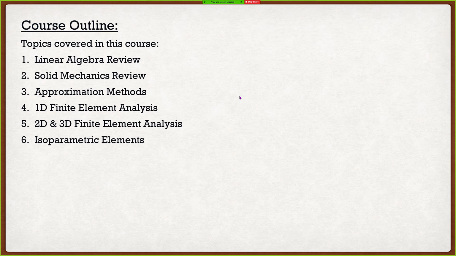After that, we're going to talk about isoparametric elements, and that's basically taking the elements that we discussed in topic number 5 and reducing the computational effort. As you guys are going to see, when we calculate the stiffness in topic number 5, it's going to be very cumbersome. It's not going to be a lot of fun. It's going to be very math heavy.